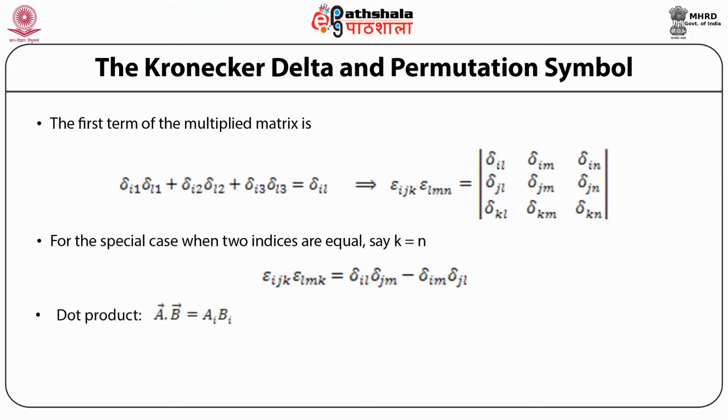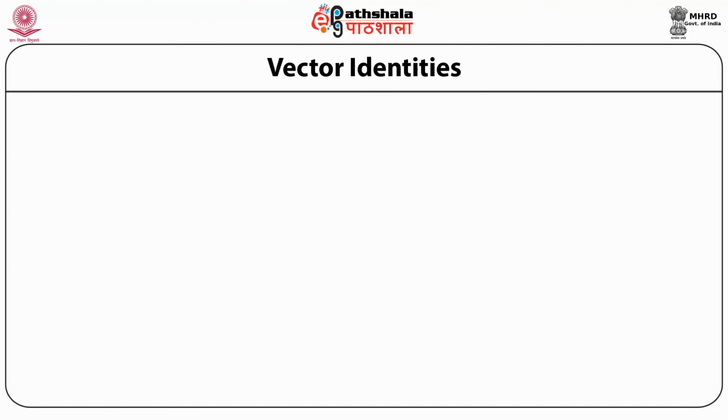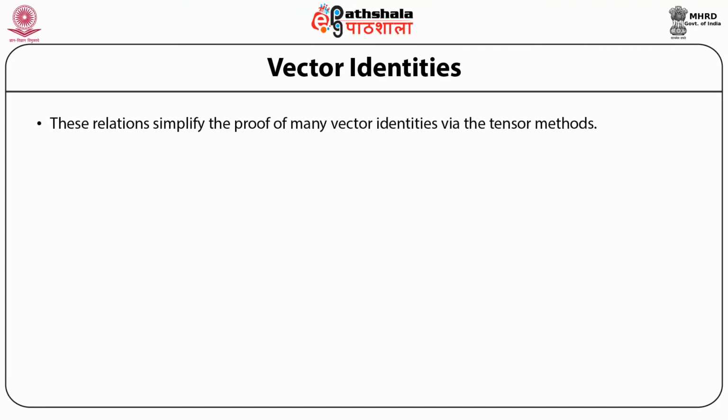Dot product: a vector dot b vector equals ai bi. Cross product: a vector cross b vector equals epsilon ijk aj bk. Vector identities: many of the vector relations can be proved more conveniently by using the tensor notation.